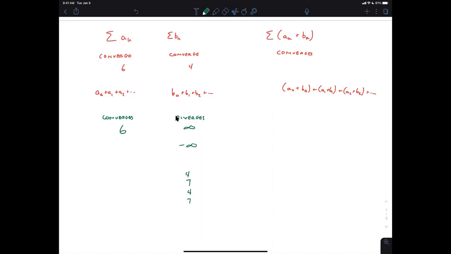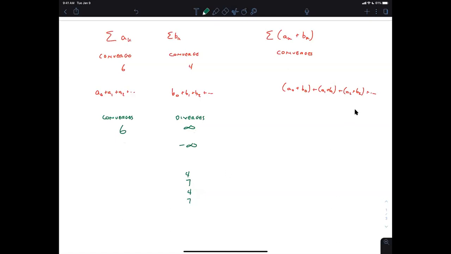So what we know is that this one converges, that means it goes to a finite number like 6. And this one diverges, that means either it goes to infinity or negative infinity, or maybe does something weird, like bouncing between two things. Maybe there are some other cases, but these are the main things that happen when a series diverges.